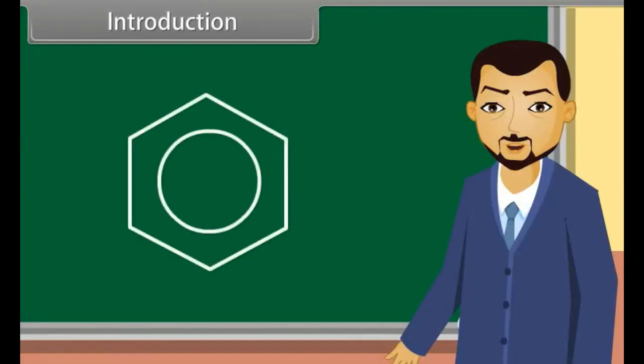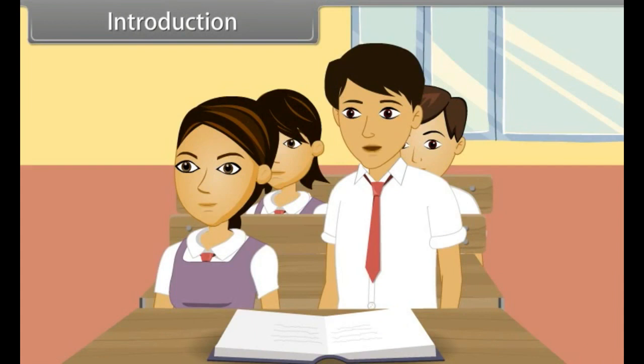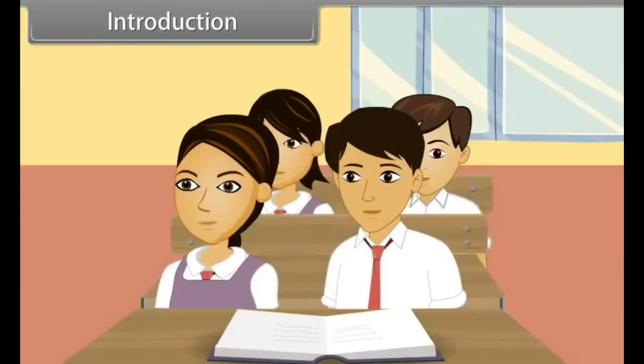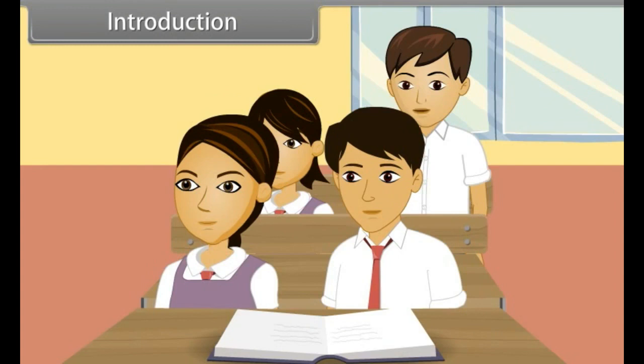Students, look at this structure. Does anyone know what this is? Sir, this is a benzene ring. Correct, a benzene ring. And now, who will define aromatic hydrocarbons? Sir, aromatic hydrocarbons are those which contain one or more benzene rings.